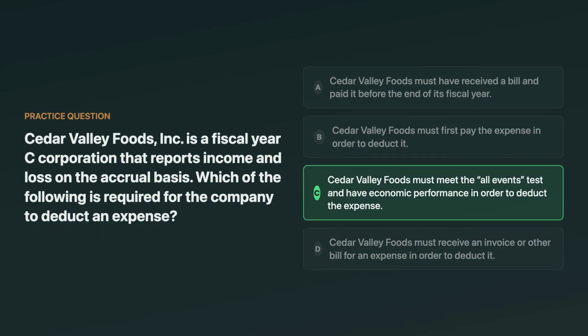The correct answer is that Cedar Valley Foods must meet the all events test and have economic performance to deduct the expense. Accrual taxpayers don't need to pay first, and they don't need an invoice specifically. The tempting wrong answer is receive an invoice because it feels like proof, but it's not the legal standard for accrual deductions.